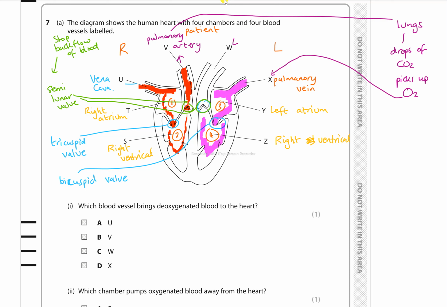Then it carries on up the, what color, blue, aorta. Alright, so that's what's happened.